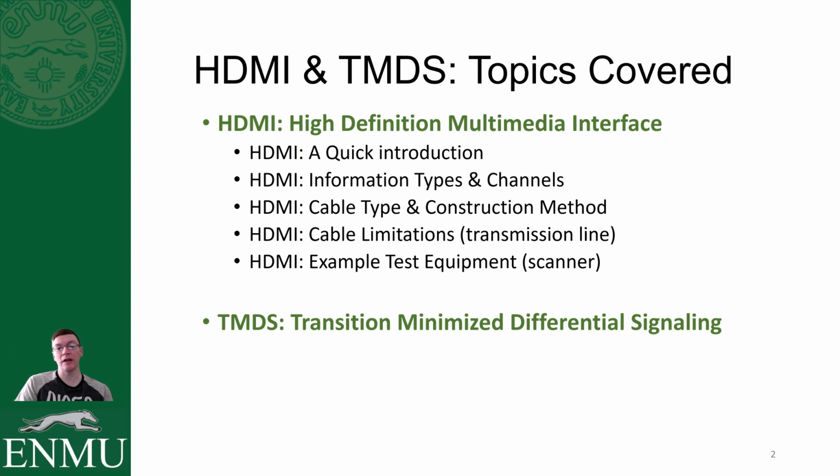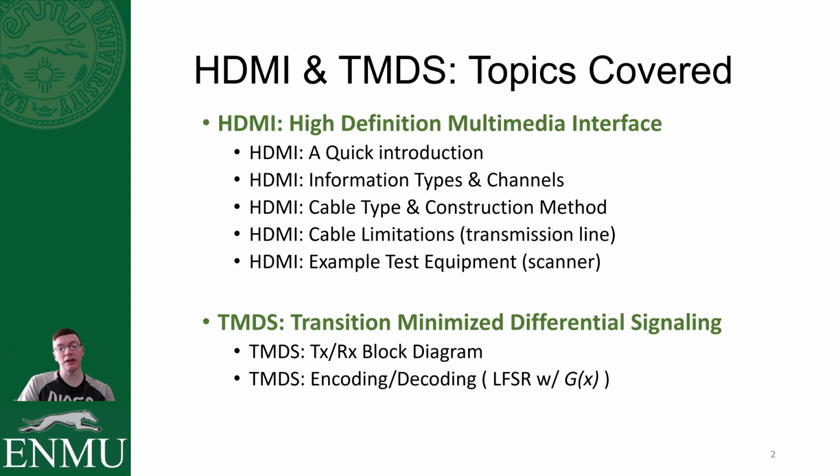Because HDMI is largely based on transition minimized differential signaling, or TMDS, I'm going to have to get into what that is and how that works, because TMDS is the bulk of the data throughput on an HDMI cable. So we'll get into what that type of signaling is, and I'll show you a transmission and receiving block diagram using TMDS. And then I'm going to get into the encoding.